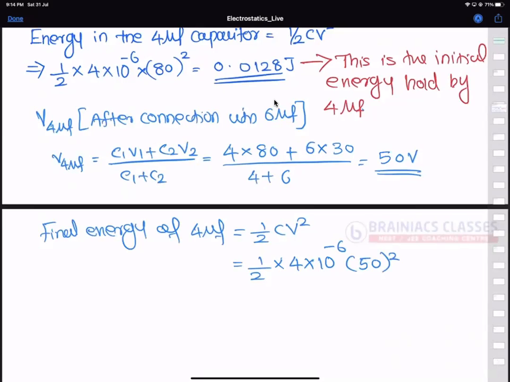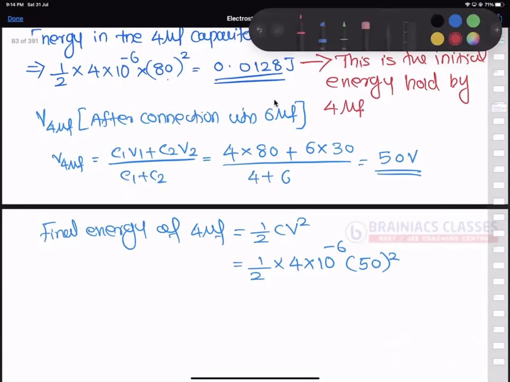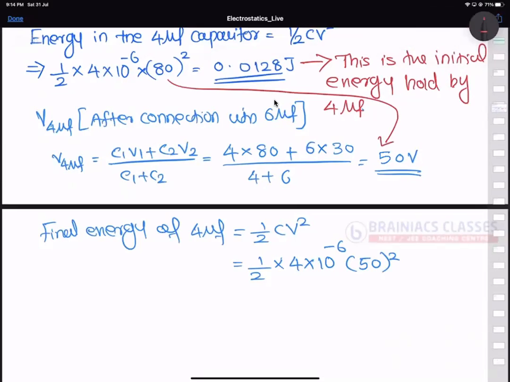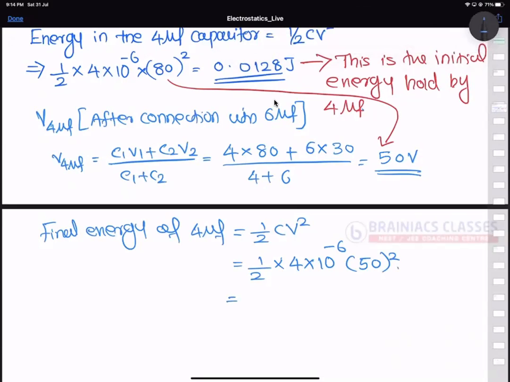Now the voltage is dropped from 80 to 50. We have seen the voltage which initially was 80, and now it is dropped to 50 volt. Okay. So we solve this, and the 2 cancels. So 10 and 5, 25 value. 25 divided by 2, 12.5, so 0.005 joule. This is the final energy.